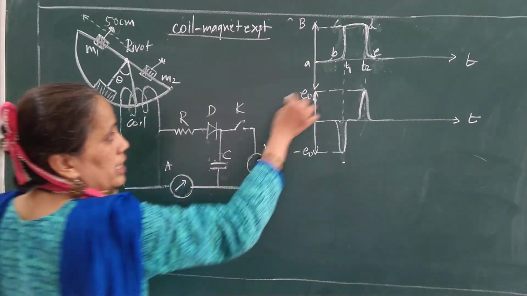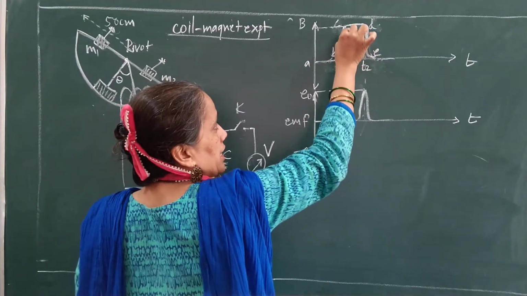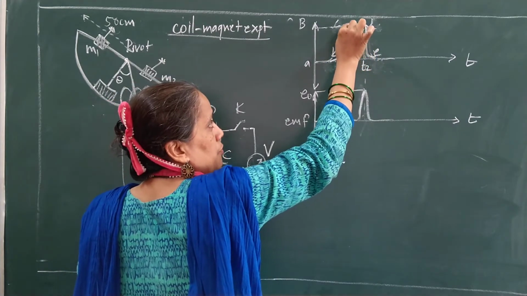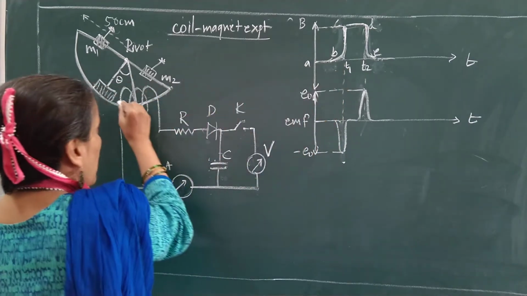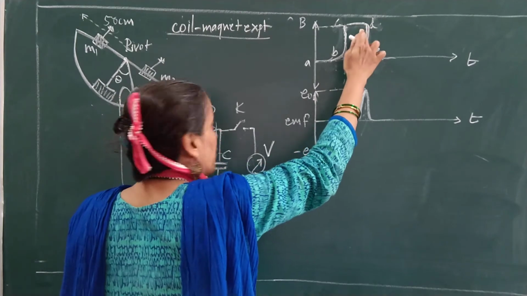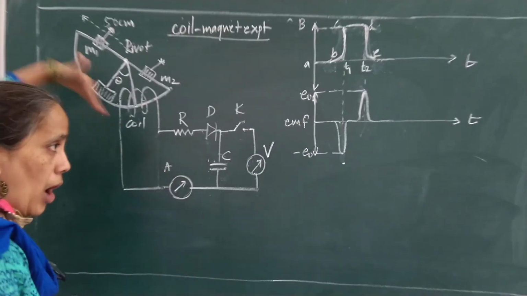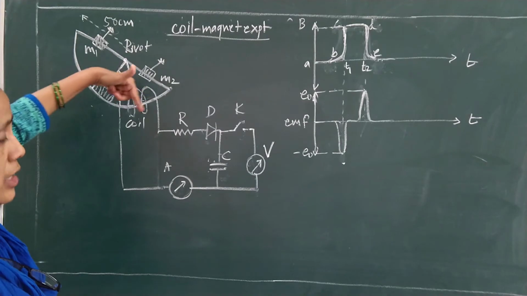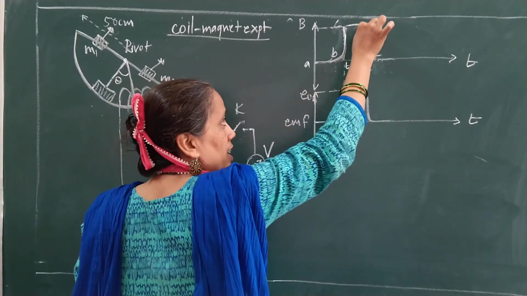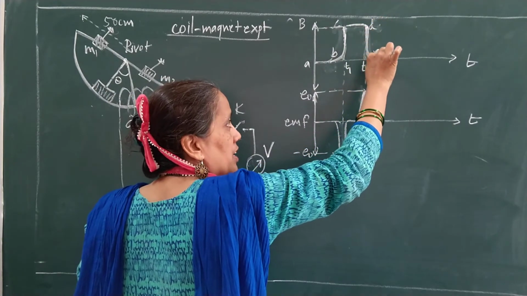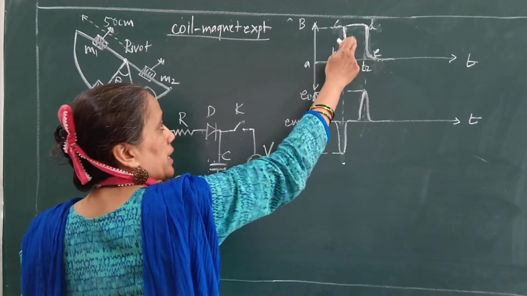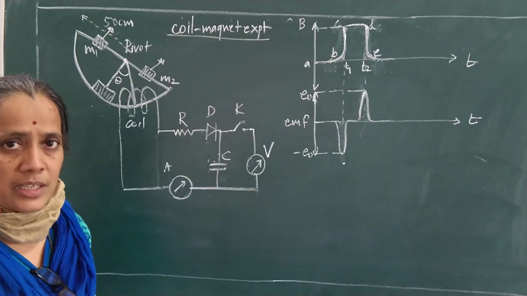At that time the change in magnetic flux will be at the faster rate. Therefore this change in magnetic flux is at the faster rate, so the graph slope is sharp. When it comes to the mean position, the magnetic field will remain constant. And when the magnet comes out of the coil, there will be a decrease in the magnetic flux at the faster rate. That will be given by the graphical curve as D. So in that manner we can explain the change in magnetic flux inside the coil.